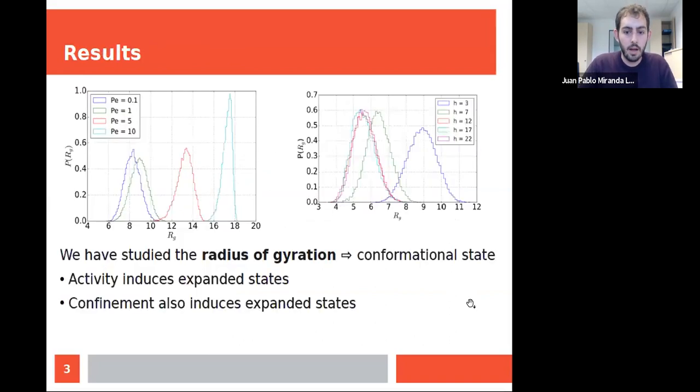The first thing we wanted to characterize was the structural behavior, the configuration and conformation of the polymer. To achieve this, we have studied the radius of gyration of the polymer at distinct activities and at different distances of the confinement plates. The main result we have seen is that the activity induces expanded states of the polymer: the polymer collapses at low activities, but at higher activities it expands, and also the confinement induces expanded states, and these are competing regimes that give us new results. So I think that's it.